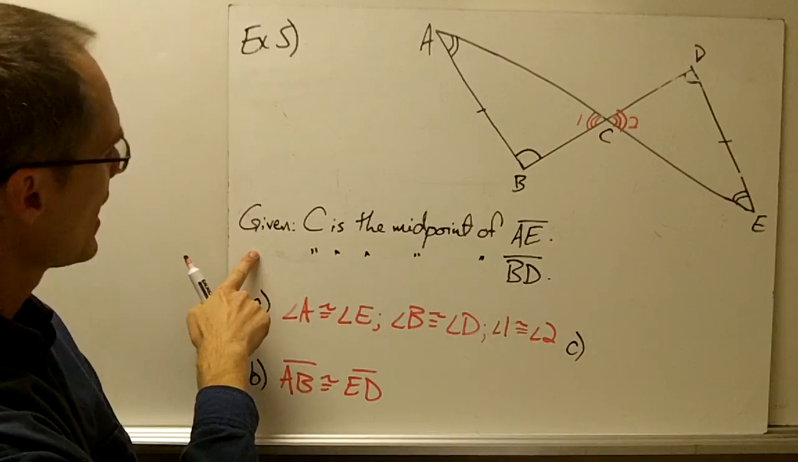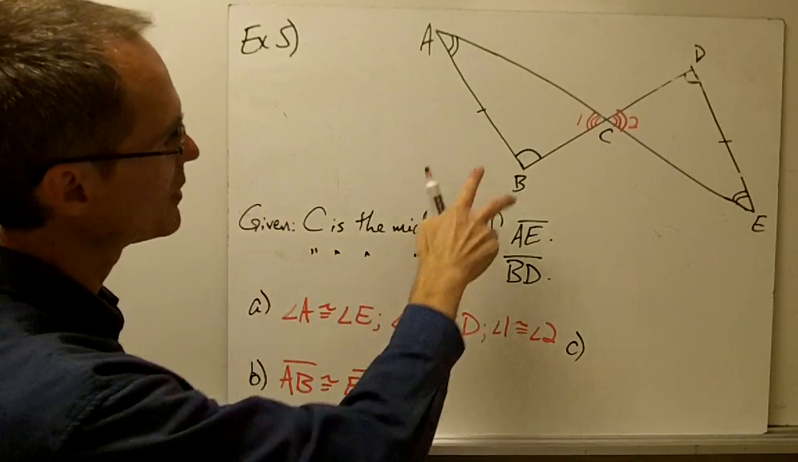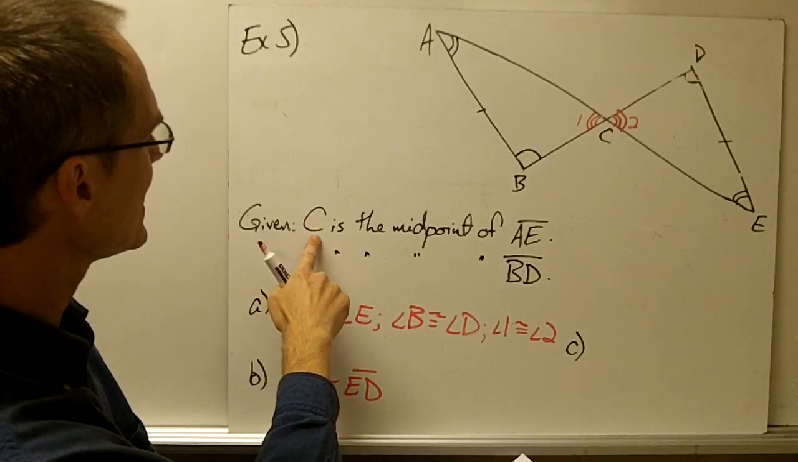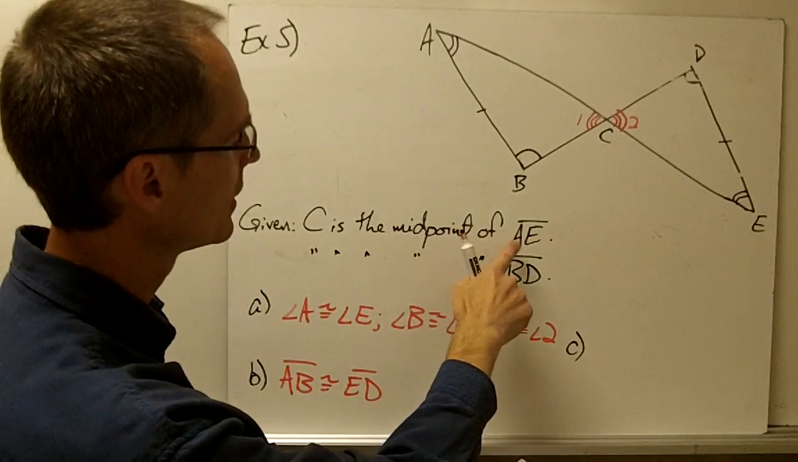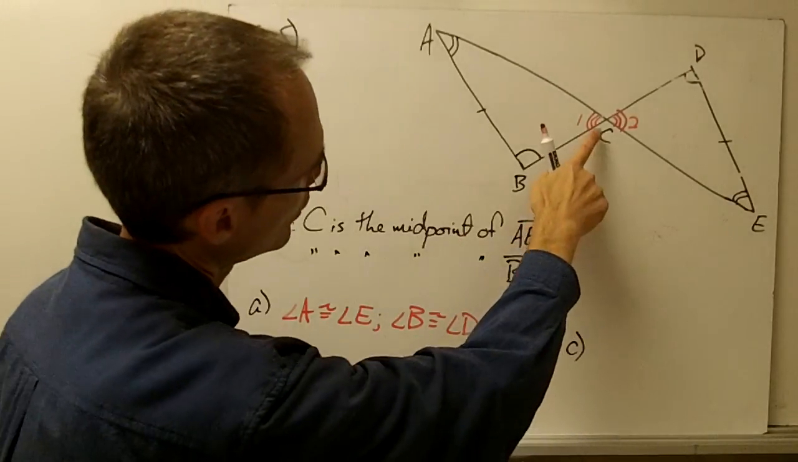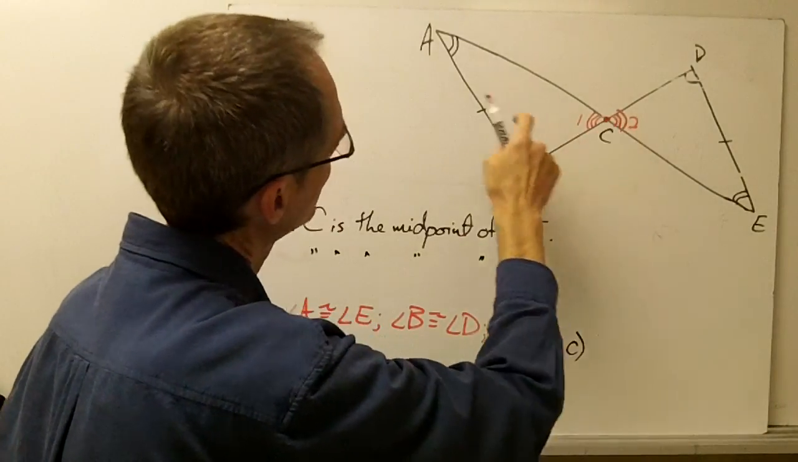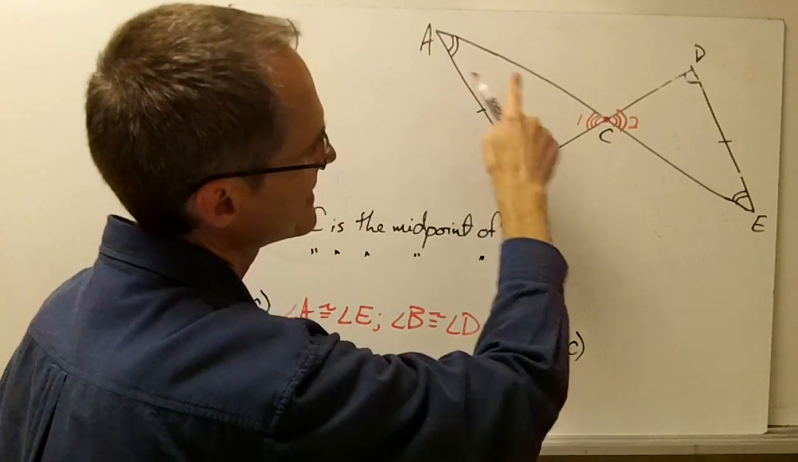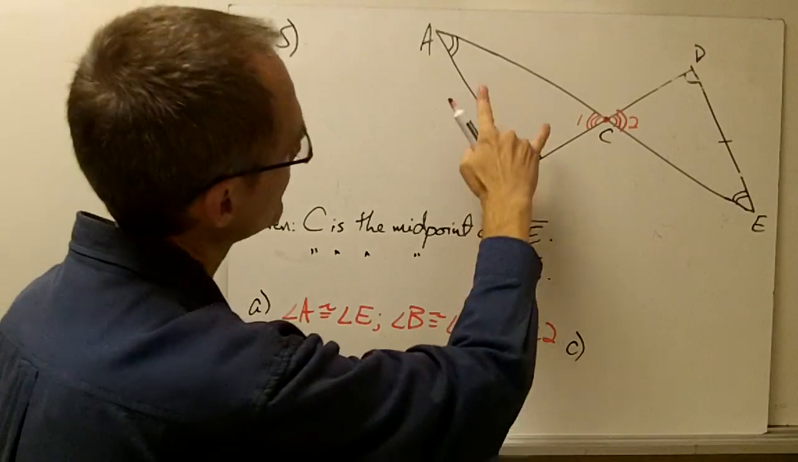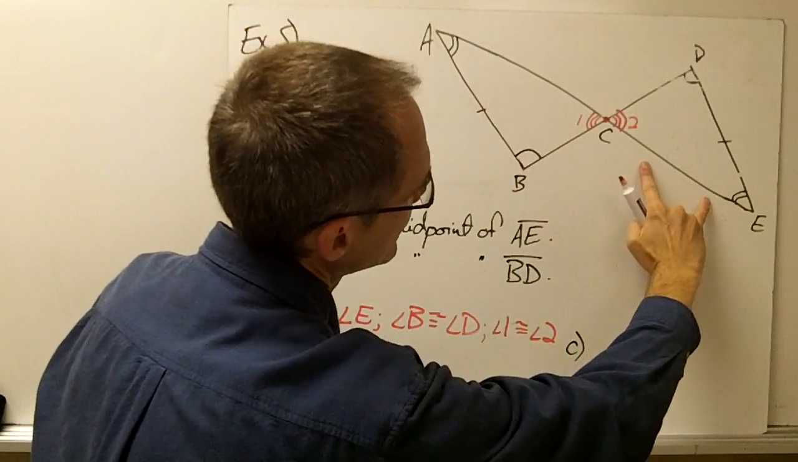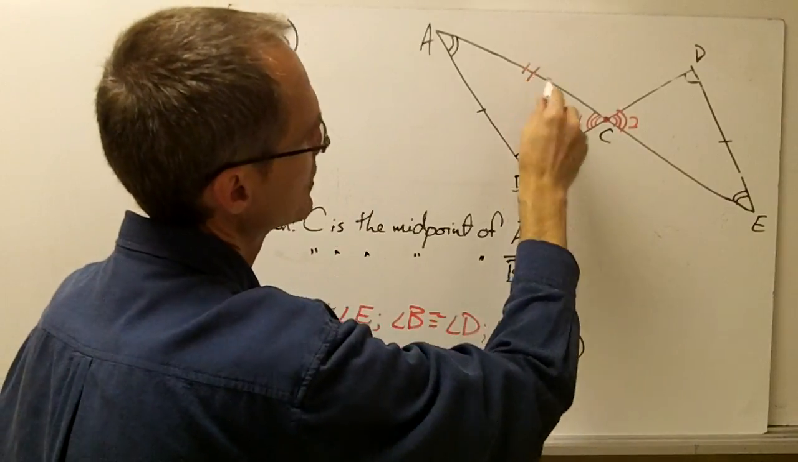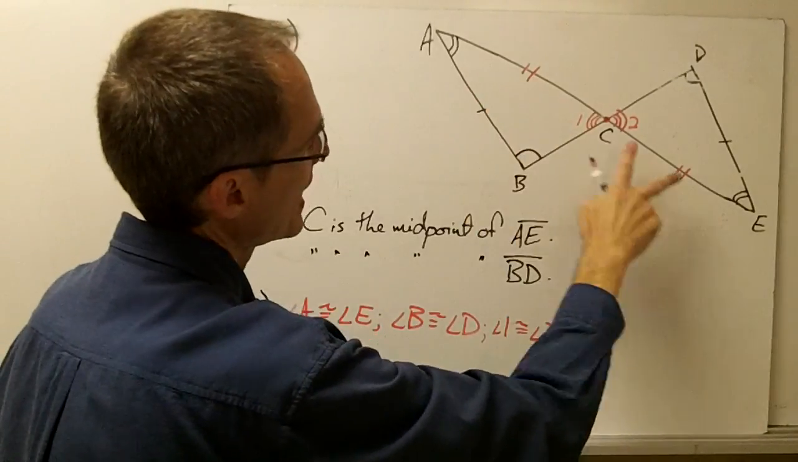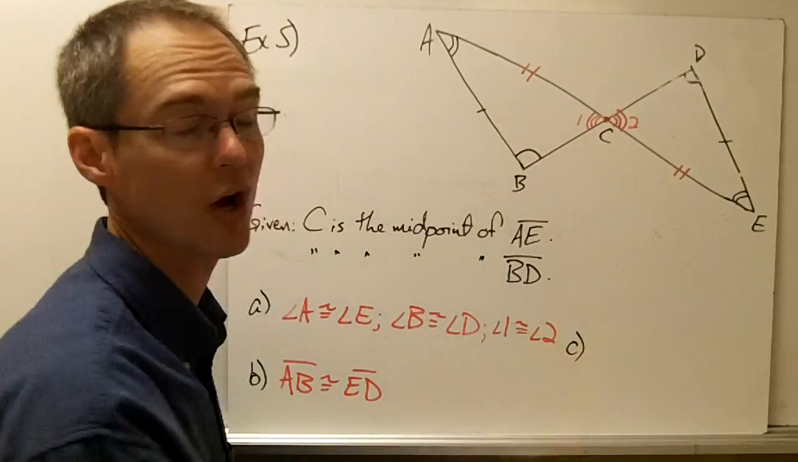However, in this case, I notice I have some additional information given to me that's not labeled on the triangle. In particular, it says that point C is the midpoint of segment AE. Well, a midpoint divides a segment into 2 congruent segments, which means that segment AC and segment EC must be congruent. That's what it means for C to be the midpoint.